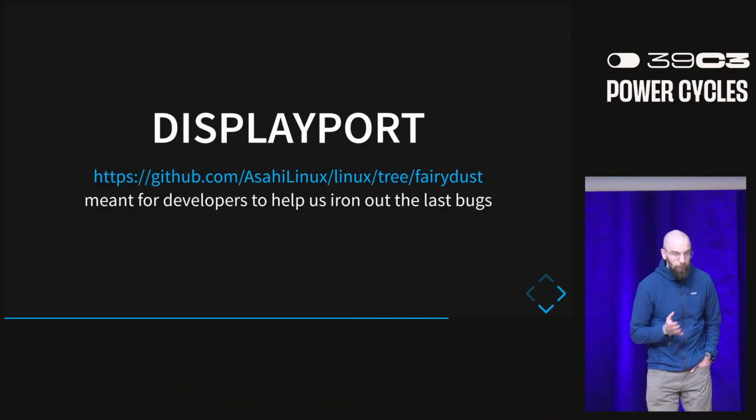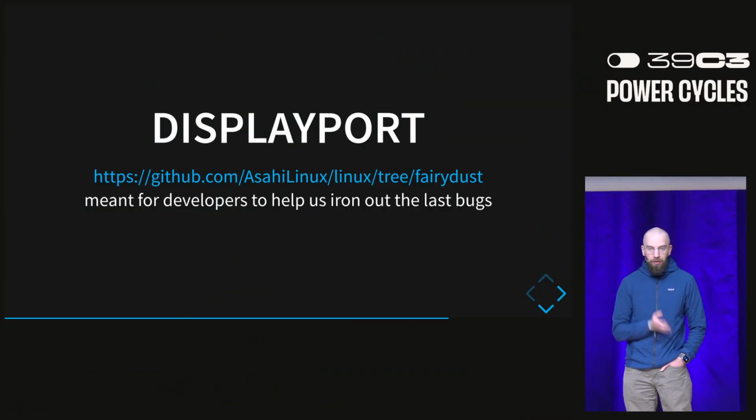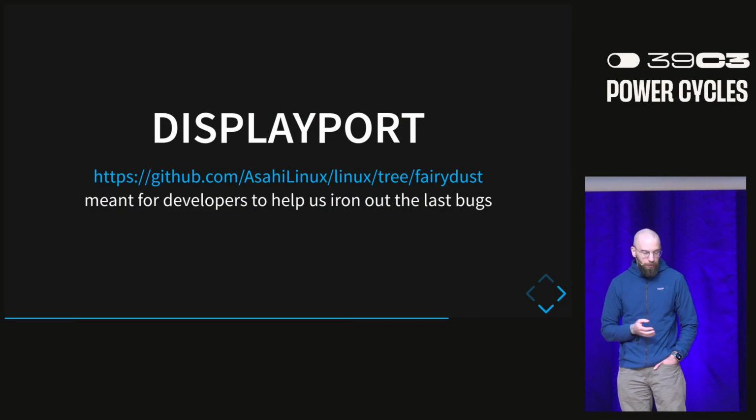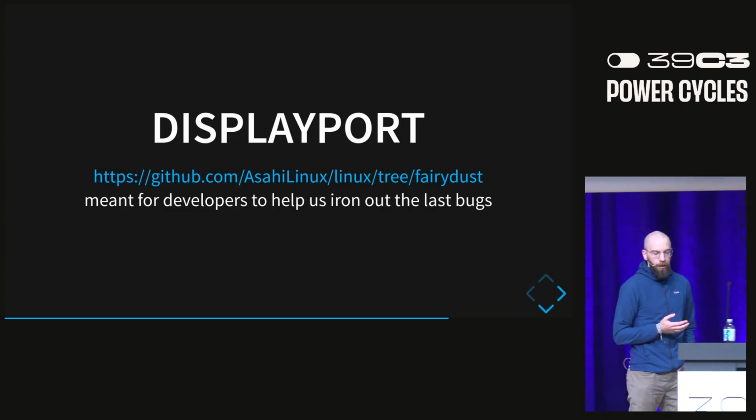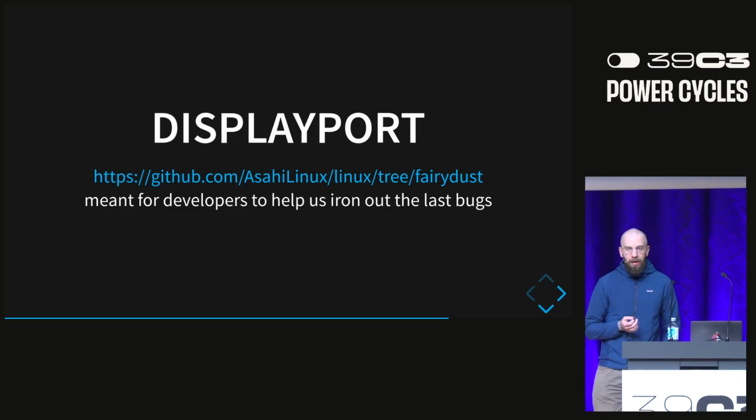Right now it's meant for developers to help us iron out the last bugs. So if you want to contribute, this is one example. You could take a look at this tree, compile your kernel, see if it works with your screens, and if not, see if you can debug this and figure out why it isn't working. And our goal is to make this generally available for all people sometime early in the next year, once we've done a few more developer testings and so on.